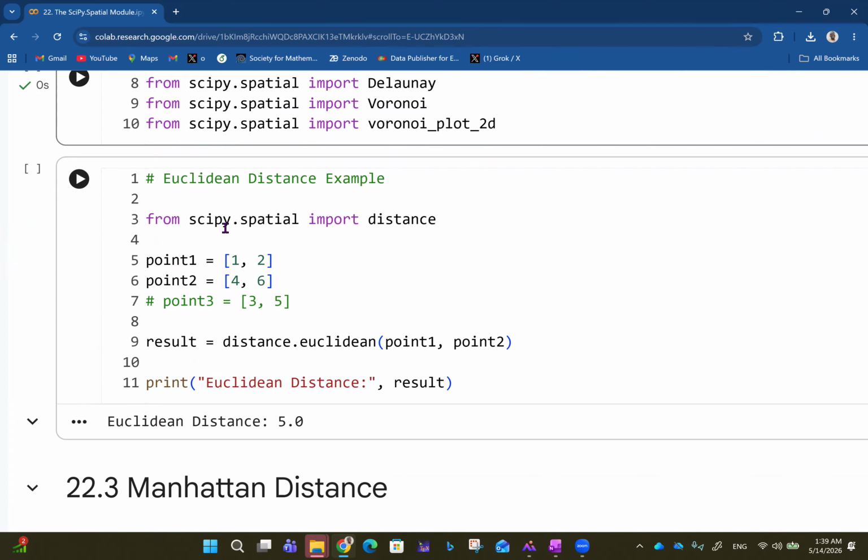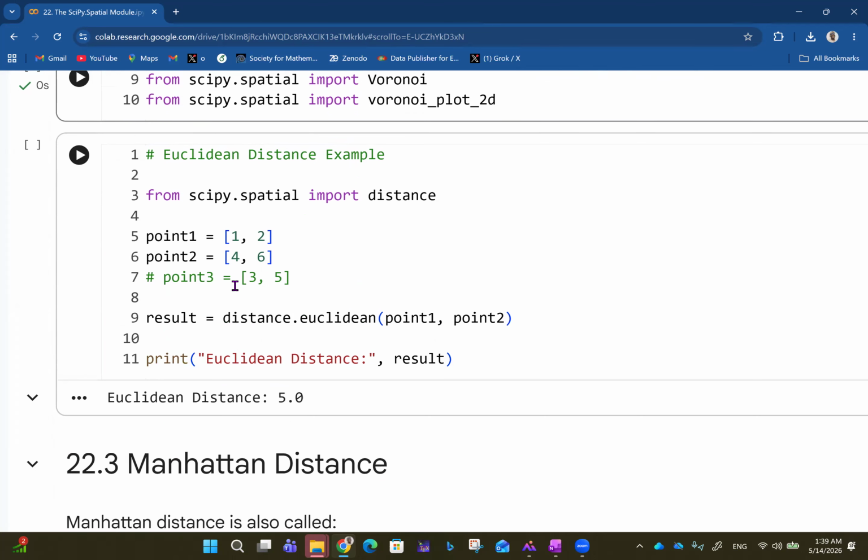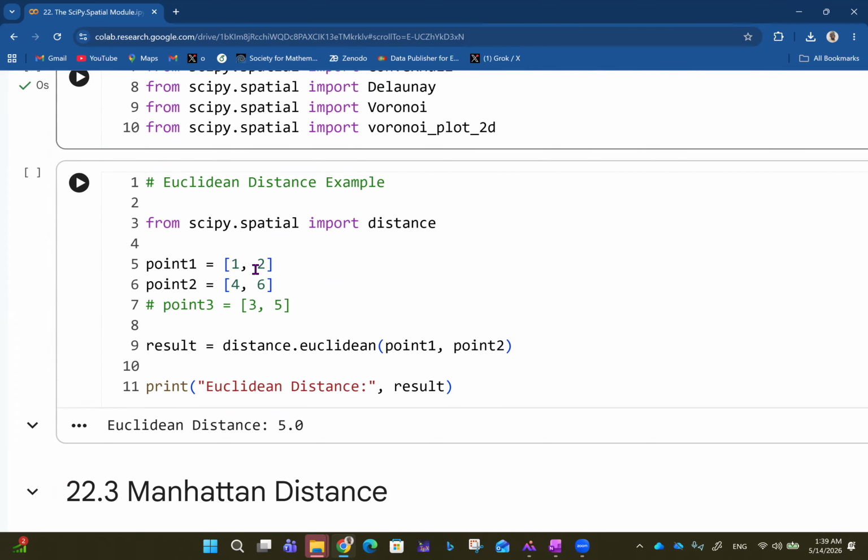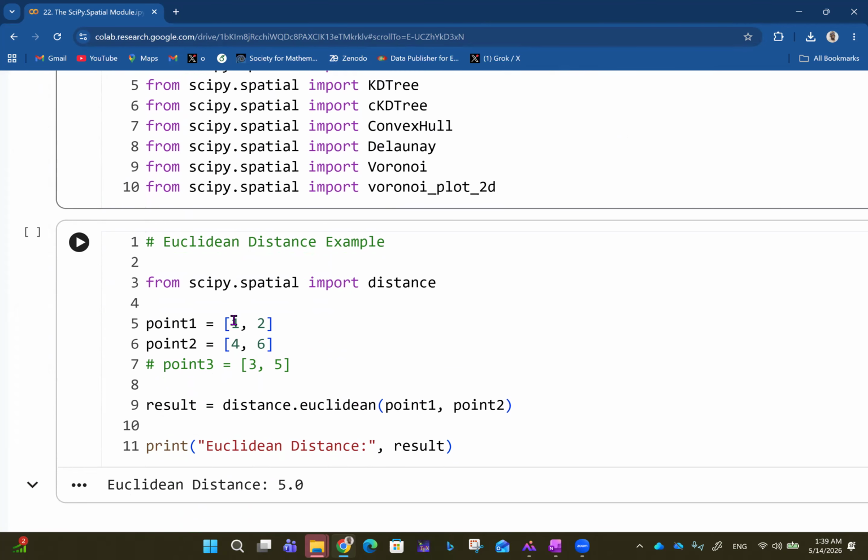So Euclidean distance here, imagine from scipy.spatial import distance, which you need. So imagine point one is 1, 2, and point two is 4, 6. So if these are your x values and these are your y values now, you then have distance.euclidean of point one, point two, and that will be something like a square root, right? So you have the square root of 4 minus 1 squared, that is 3 squared, that's 9. Then 6 minus 2, that's 4 squared. So 3 squared plus 4 squared. Then you now take the square root of that. So 3 squared is 9, 4 squared is 16. 9 plus 16 is 25. Square root of 25, that is actually 5.